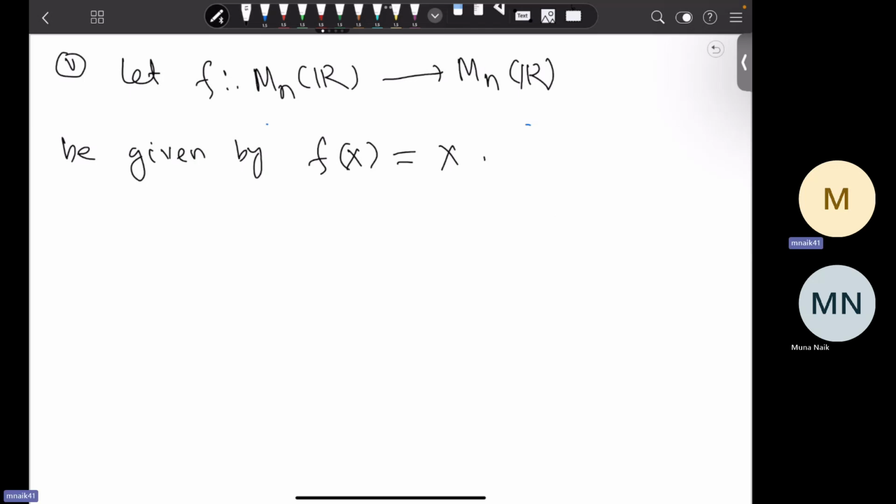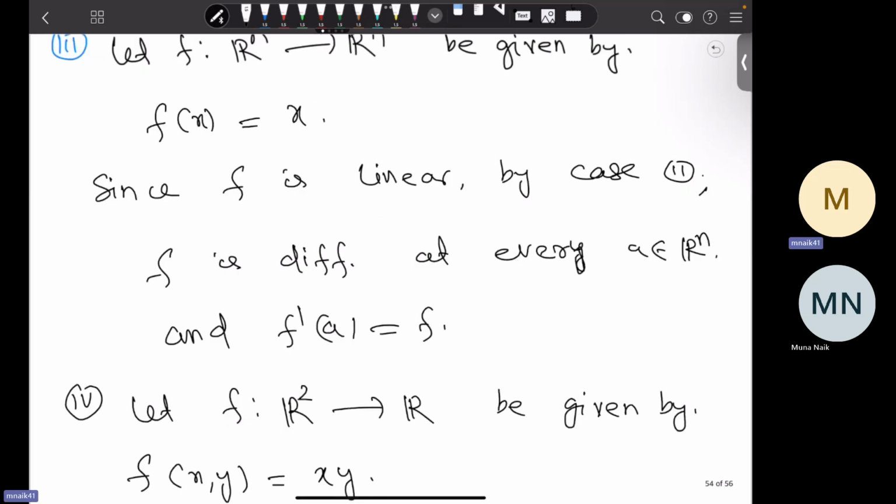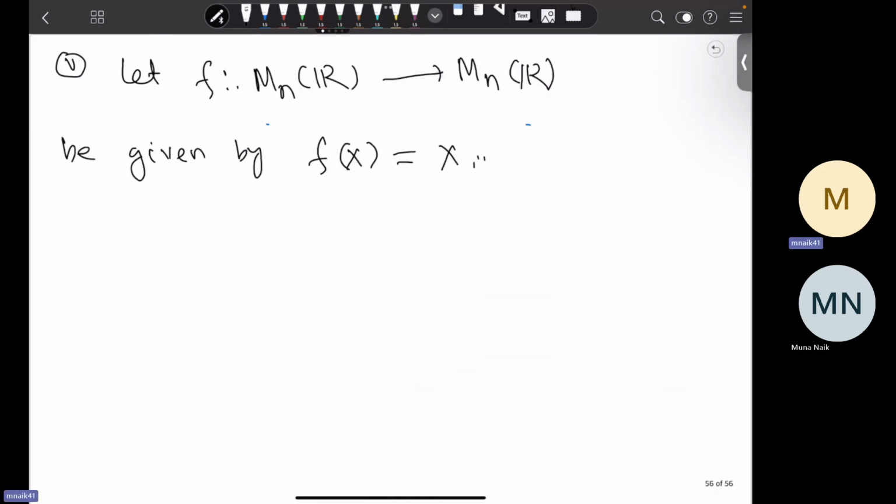So let us start with f(x) = x. This is a linear map, so this is a special case of the linear maps given by f(x) = x.